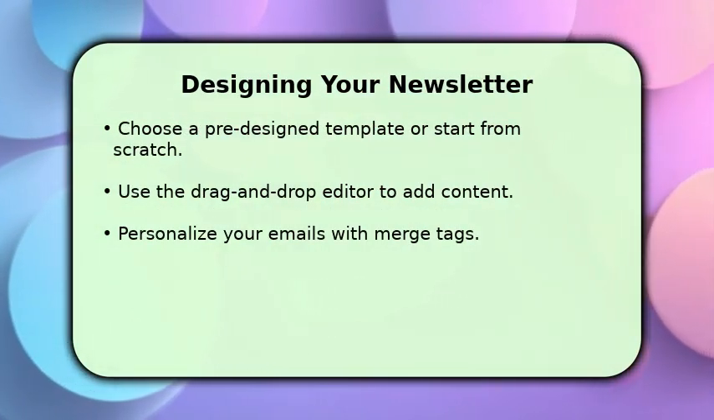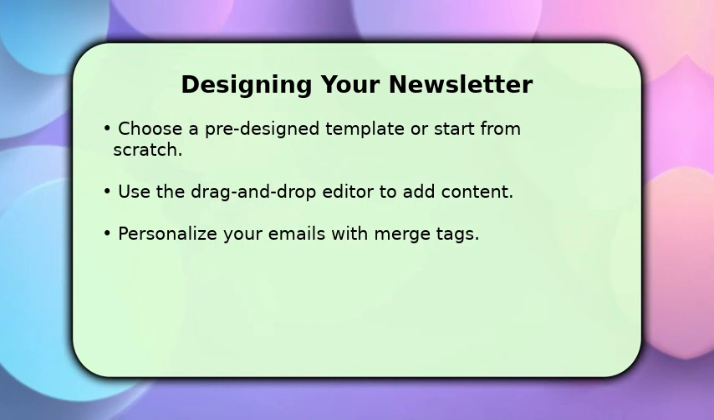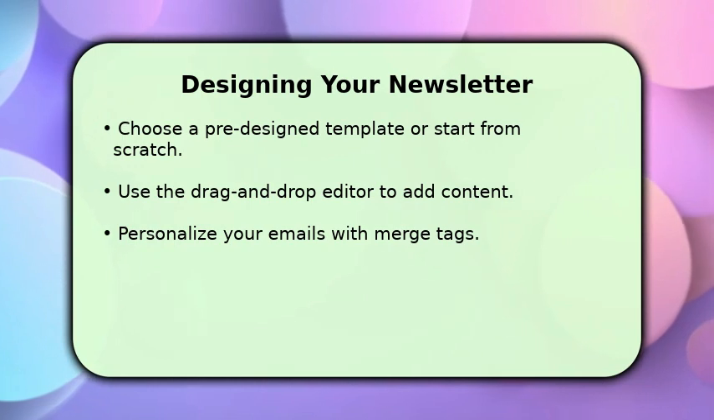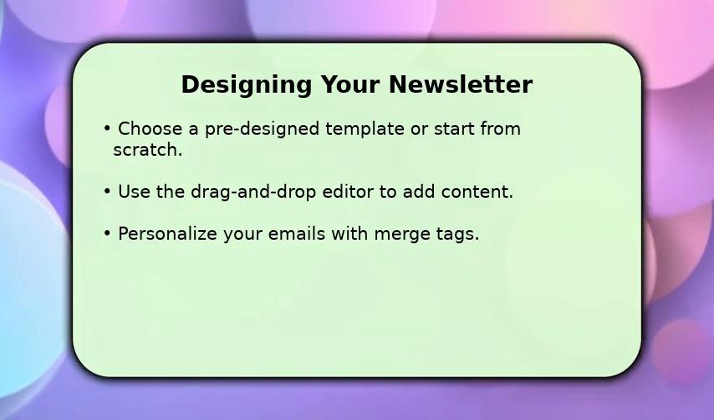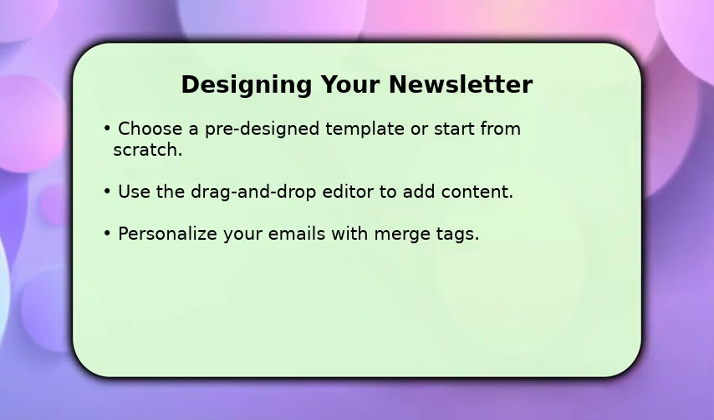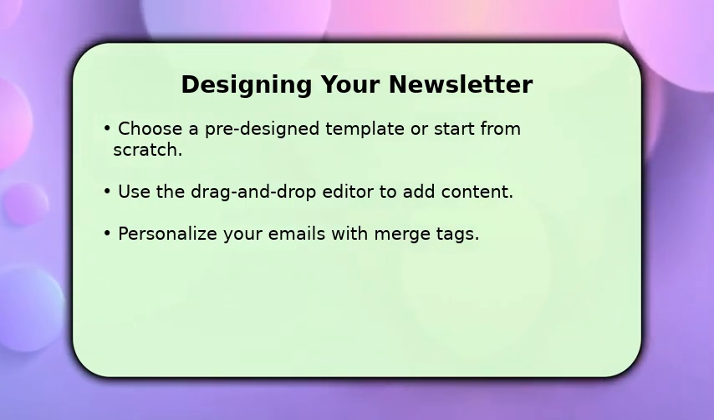Now for the creative part, designing your newsletter. Mailchimp offers hundreds of pre-designed templates, or you can start with a blank canvas. The intuitive drag-and-drop editor makes adding text, images, and buttons incredibly easy. Remember to personalize your emails using merge tags, like a subscriber's first name, which can boost open rates by 20%. A well-designed email captures attention.